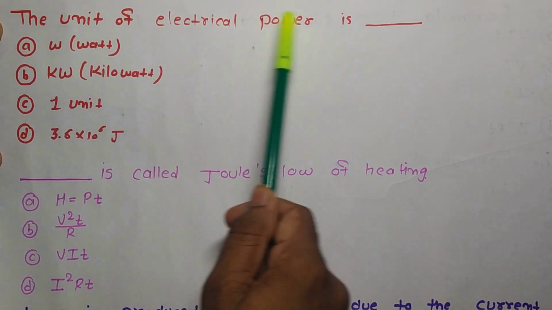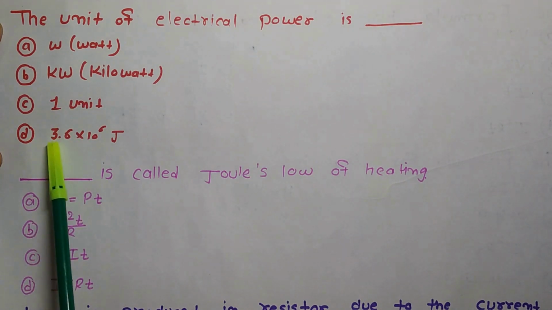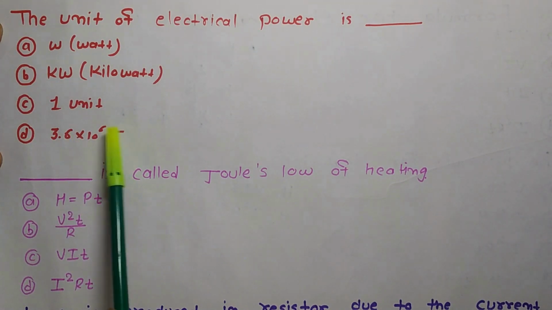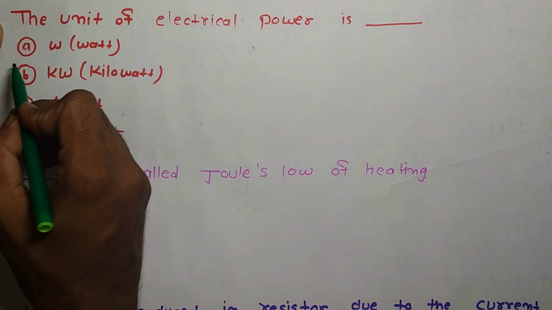The unit of electrical power is watt, kilowatt, 1 unit or 3.6 into 10 raised to 6 joule. So the correct answer is A, watt.